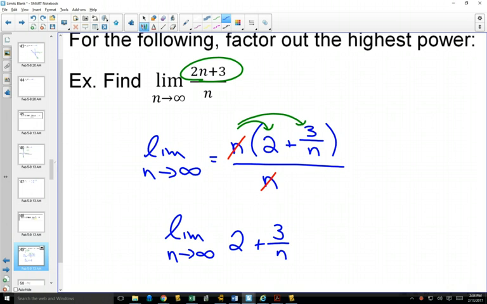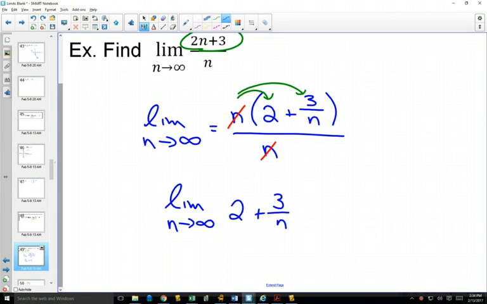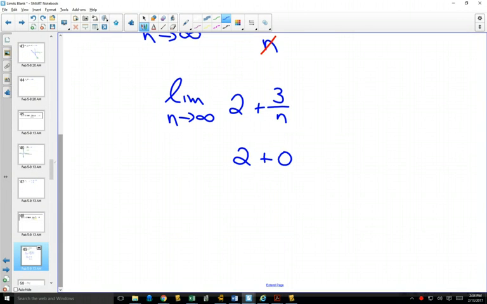So what we've done is we manipulated our question so that we could write it in a way that we can evaluate the limit. Because we know that 3 divided by n, as n gets really, really big, is going to go to 0, and our limit's just going to equal 2.